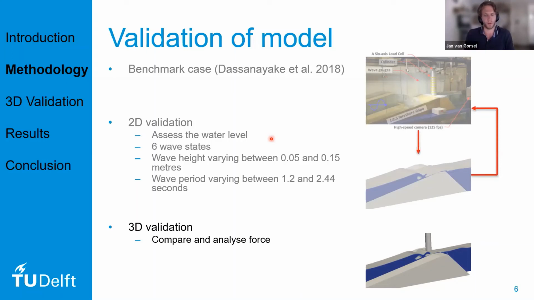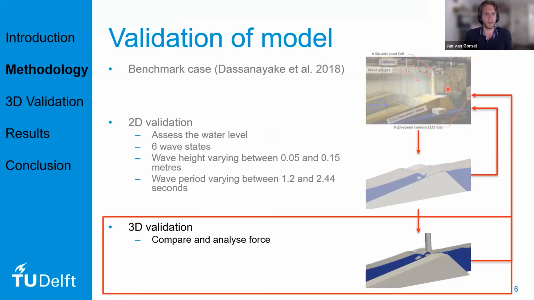Once the optimal grid size was found, the model was extended to a 3D simulation where we included the cylinder, and then also compared to the forces measured in the benchmark case. Today, as we don't have that much time, I will only talk about the 3D validation, which includes the force. The force is computed by Mules and Isaac vector and compared to the benchmark case.